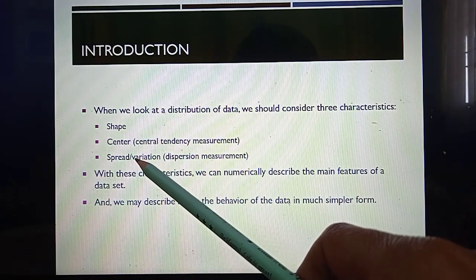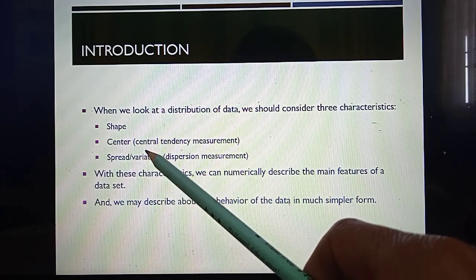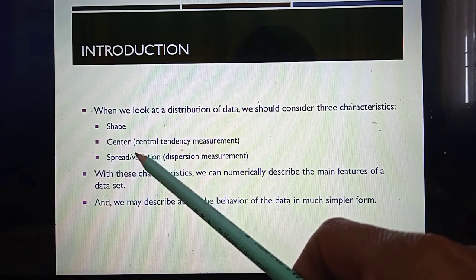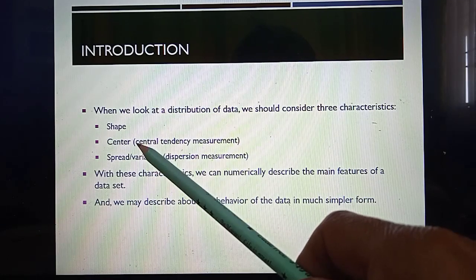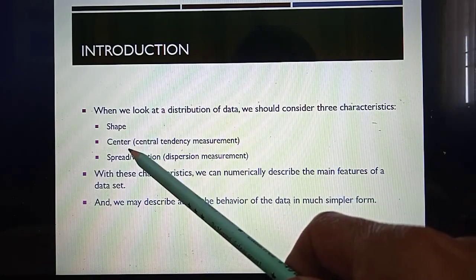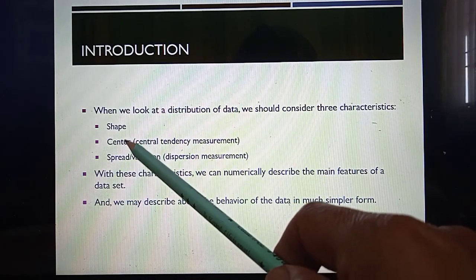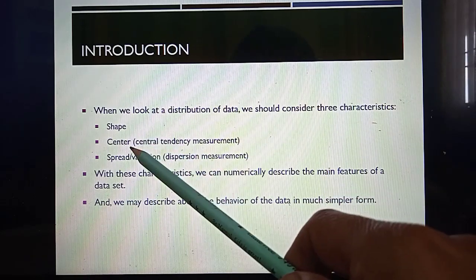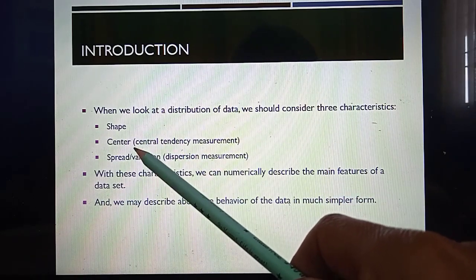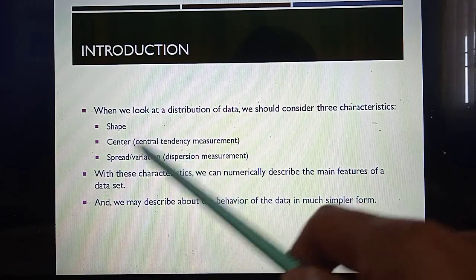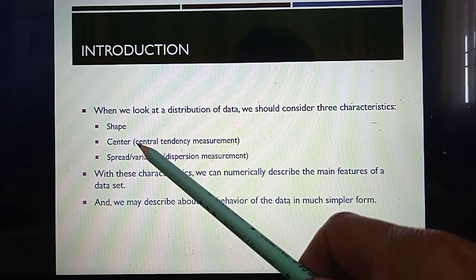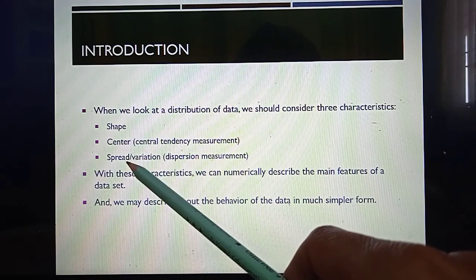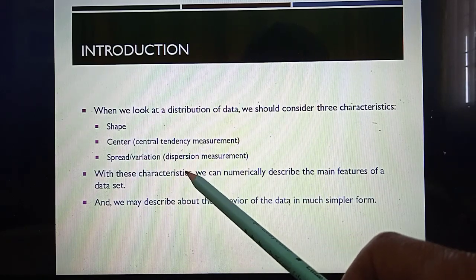And we also will be looking at the spread or the variation of the data from the center. Majority of the data will be located at the center. That is what we call central tendency measurement. And then once we identify the center, we will be looking at the spread of data from the center. So what is the gap between each data and the center? That will be the spread or the variation, and we call this dispersion measurement.